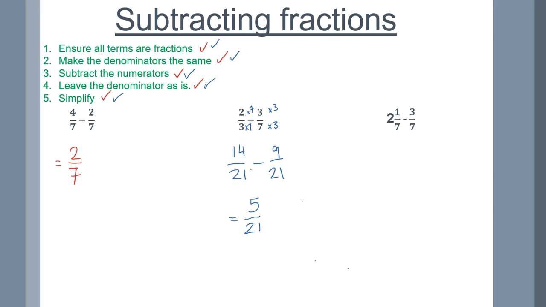All right. So very, very similar. And the last one here, I've put a mixed number just to practice. To turn it into a fraction, we're going to go 2 times 7, which is 14, plus 1, 15 over 7 minus 3 over 7. Okay, so they are now both fractions. We're going to make the denominators the same. They already are. Tick. Subtract the numerators. 15 take 3 will give me 12. Leave the denominator as it is, 7. Can I simplify? No, because 7's a prime number and doesn't really do much.